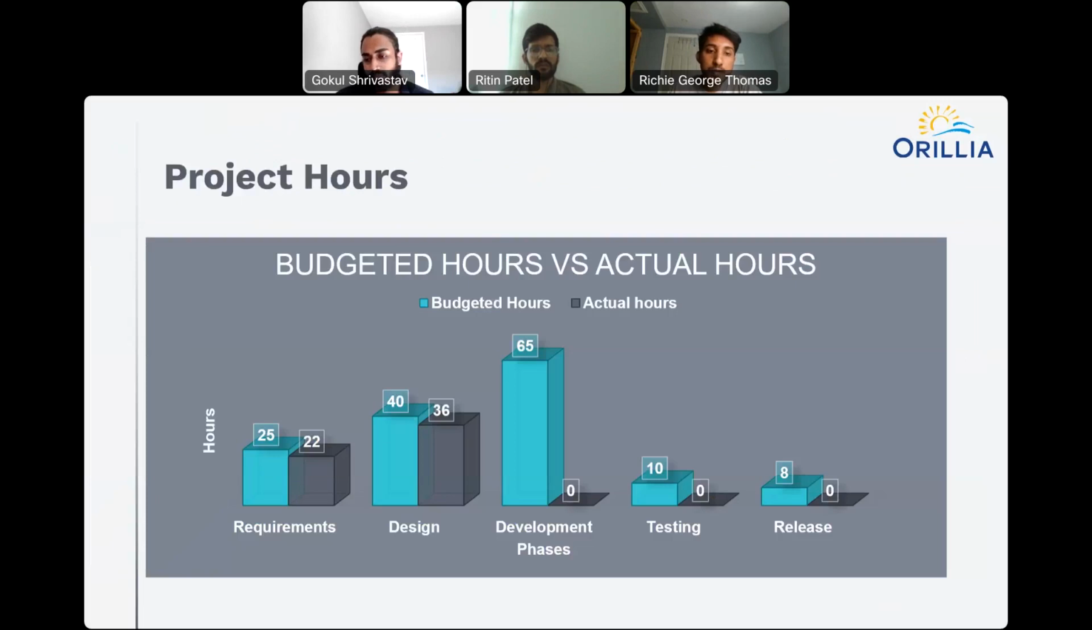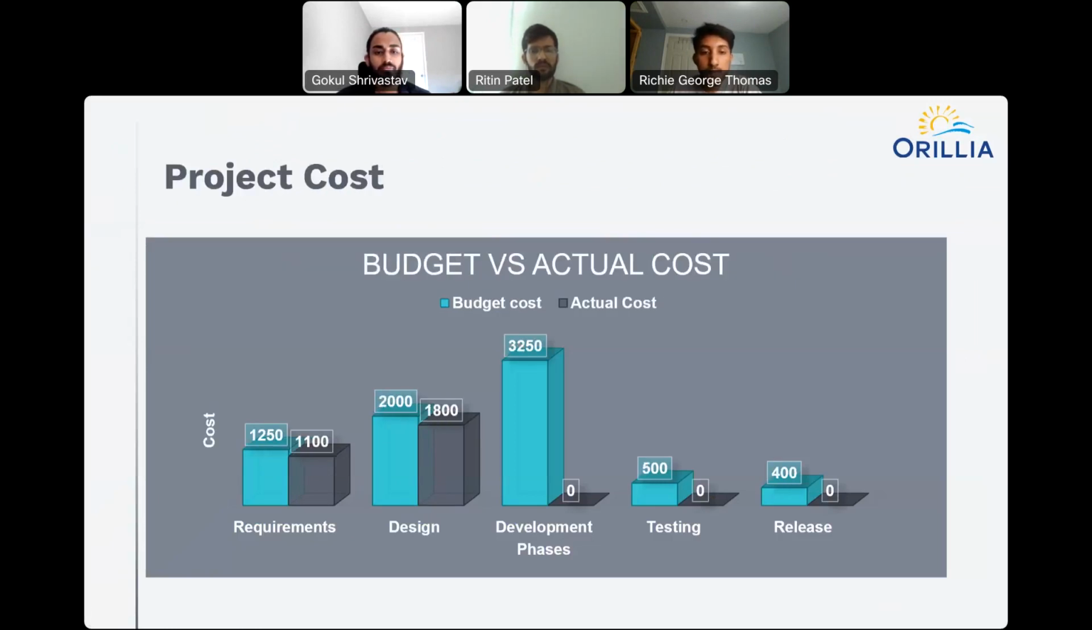And talking about the project hours, we have calculated our budgeted hours and the actual hours. We basically have phases which include requirement, design, development, testing, and release. Since we are done with the requirement and design, we have included the budgeted hours and the actual hours. Since we are on the development phase and the rest of the future phases are still pending, we haven't calculated the actual hours, or plotted the budgeted hours as well. And this is the project cost for budgeted versus actual. We can see all the four phases.